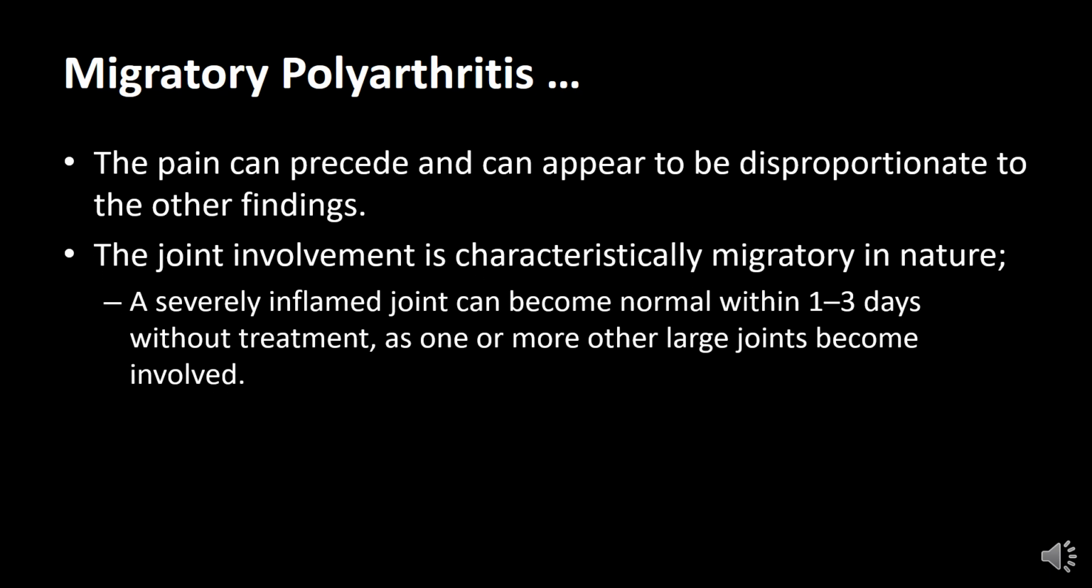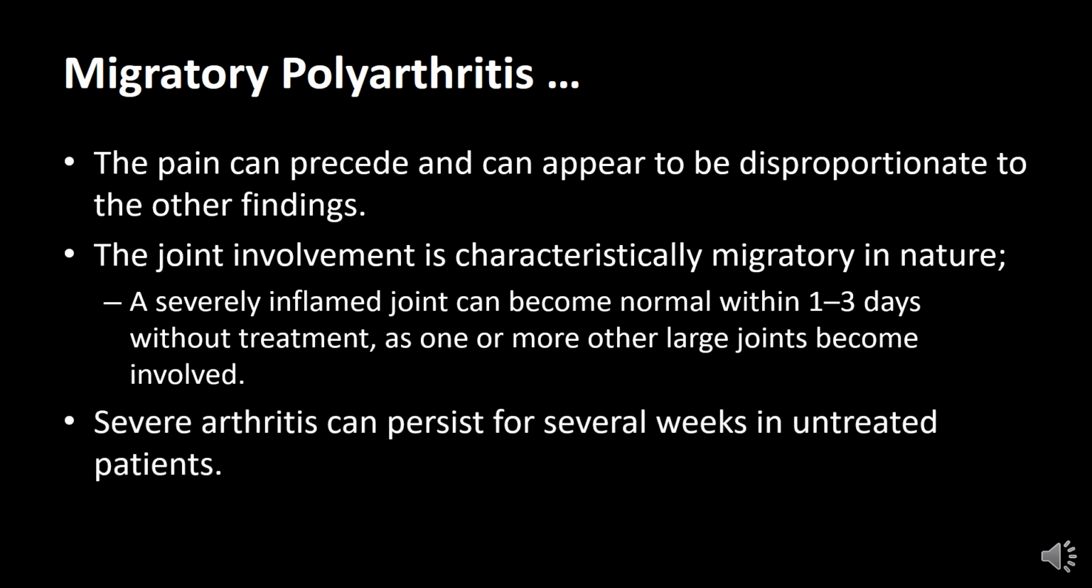And like we said, the joint involvement is characteristically migratory in nature. That means, like I said before, 1 to 3 days, with or without treatment, and usually it's like a relay. As the initial joint is getting better, another joint, or 2 other joints, are beginning to get inflamed. That is the nature of the polyarthritis in rheumatic fever. And it's a very important thing for you to pick so that you don't miss it. It's also important to remember that the arthritis may persist in its severe form for a couple of weeks, particularly in children who are not attended to or not treated.